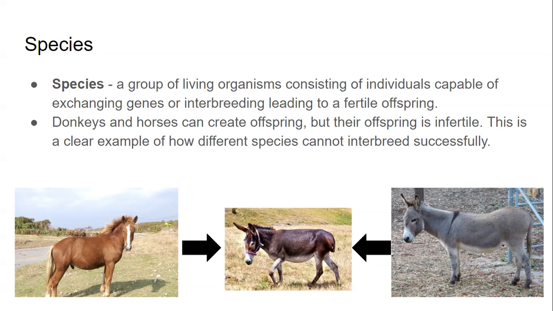Donkeys and horses, we know, can create offspring, but their offspring is infertile. If you have this horse over here and this donkey here, they can interbreed in order to create a mule, which is like an in between. While they can create this, mules are not fertile, which means they cannot reproduce on their own. This is a clear example of how different species cannot interbreed successfully and continue on. So we know that a donkey and a horse are two separate species, not only by their anatomical features and their DNA, but also from the fact that they cannot produce a fertile offspring.